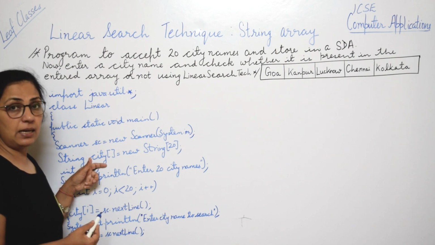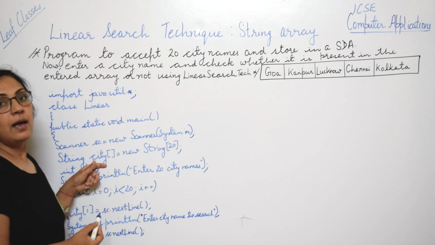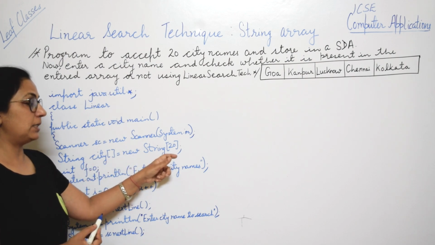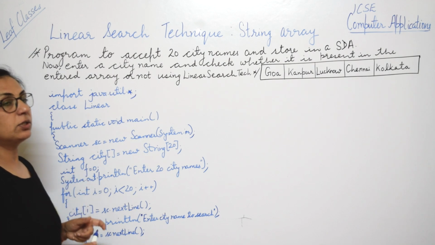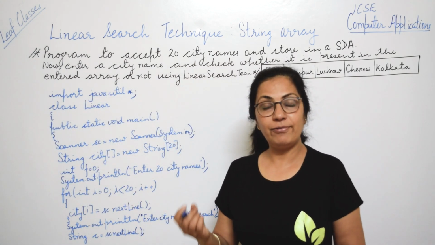City is the name. If it is not mentioned in the question, you can take any appropriate name. equals new string[20]. Then f equals 0. Children, here I have taken the variable f for flag.